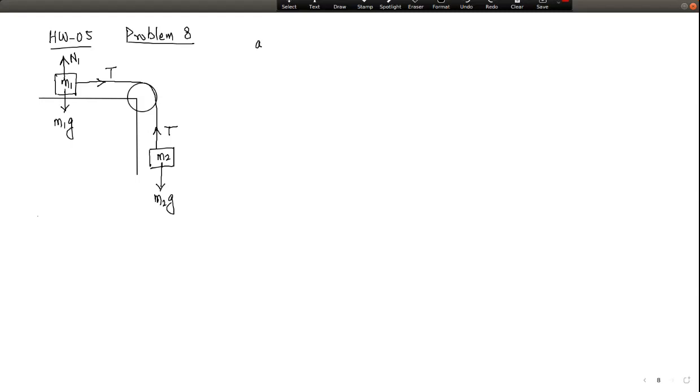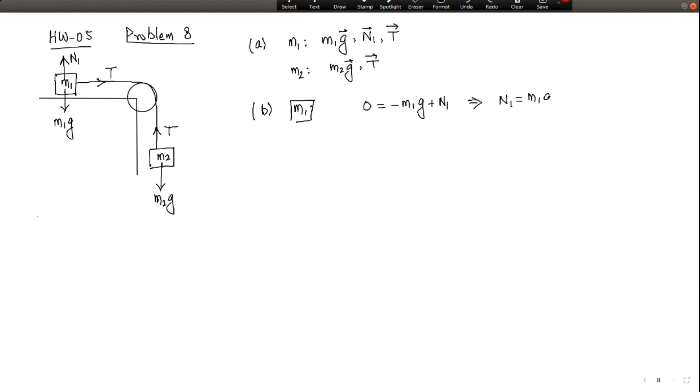So, going by the problem, identify the forces as far as M1 goes. There are three forces: M1G, the normal force, and the force of tension. And on M2, there are only two forces, the gravitational force and the force of tension, which is acting in the upward direction. Write down the equations of motion for M1. As far as vertical forces go, there is no acceleration, so 0 is equal to minus m1g plus N1. These two forces have to cancel each other because there is no acceleration in the vertical direction. So N1 is equal to m1g. That's one equation we have.